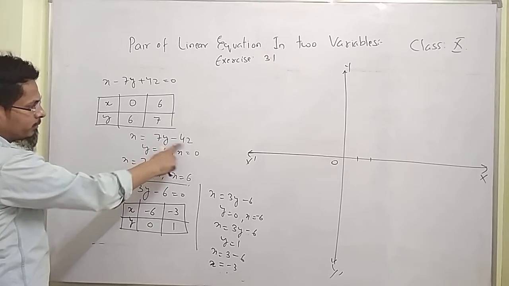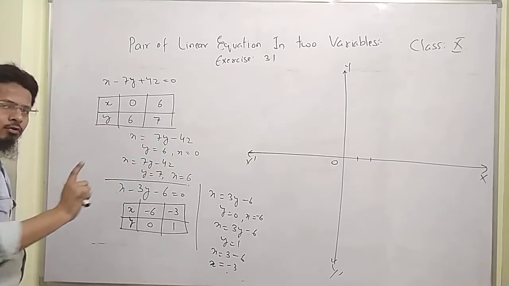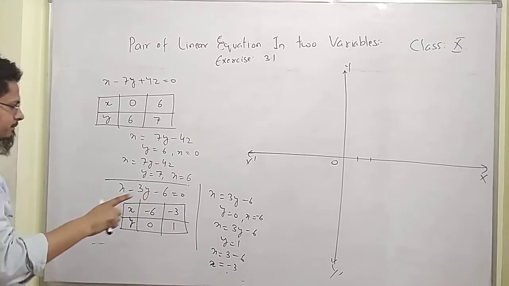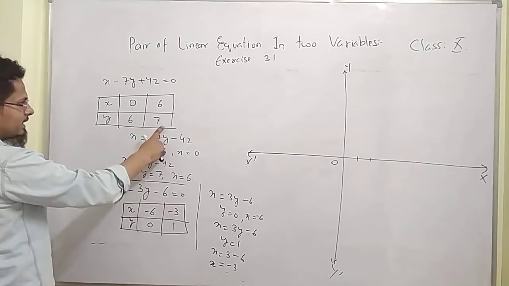7 sixes are 42, 42 minus 42 is 0, then x is equal to 0. So when y is 6, x is 0. That is the first solution. Second solution, when y is equal to 7, x is equal to 6. Y is 7, x is 6.